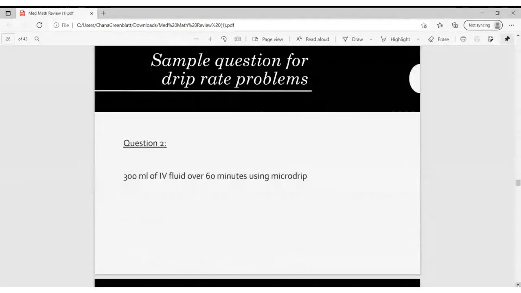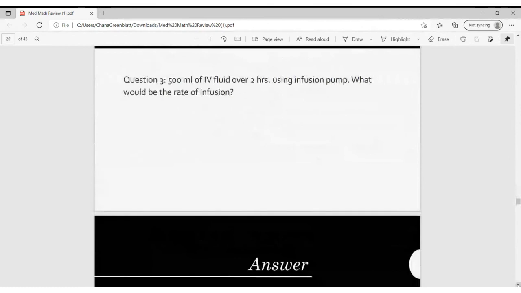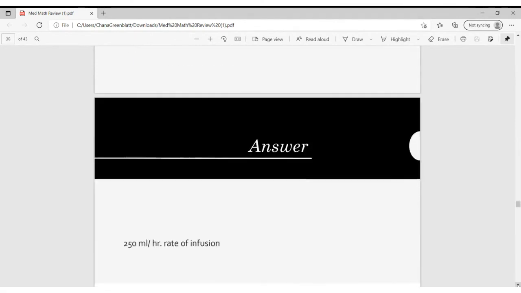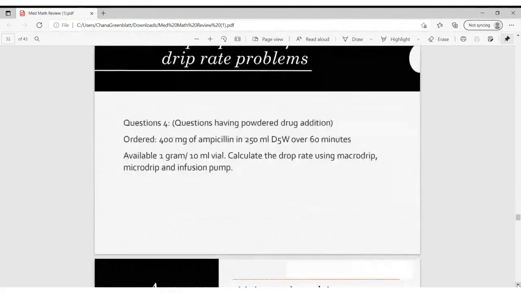Again, to answer this question, you would do your total volume, 300 milliliters, over 60 minutes, times 60 GTT per ml, and you would get your answer. Again, what would be the rate of infusion here? My total volume over the quantity of hours to be infused. So 500 over 2 would be 250 milliliters per hour. Some of these are logic. Some of the questions might require you to give it a little more thought.